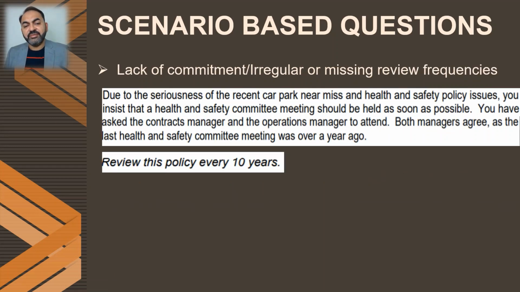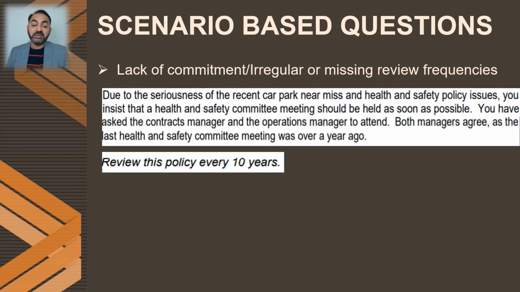So finally, I have highlighted another important point, which is lack of commitment, irregular or missing review frequencies. One of the health and safety management system components is check performance or review performance. So that is a missing part here, and it is very clearly mentioned in the scenario that safety committee meeting was held once, more than 1 year ago, and so we can imagine what kind of safety meetings and committee meetings, and the frequency is, more than 1 year. So we can imagine how they are taking up the health and safety matters within the organization.